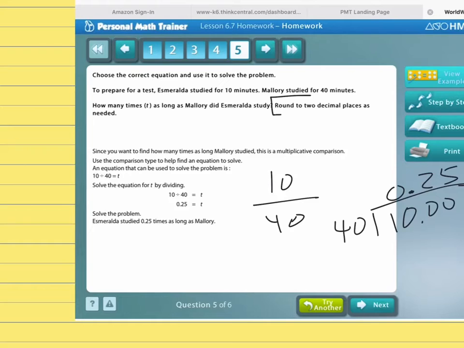Oh, I didn't read this part. They said make a decimal out of it. Okay, I didn't see that. So the decimal was 1/4 or 25 hundredths. So she studied 25 hundredths as much as Mallory.